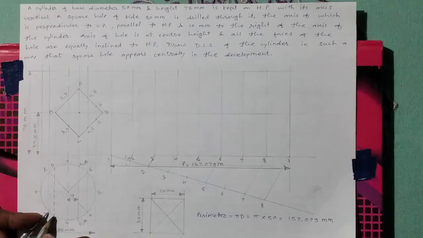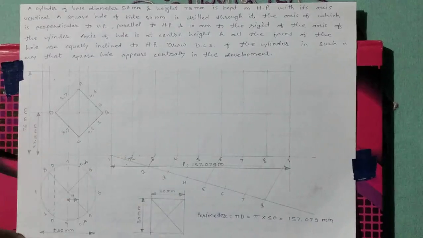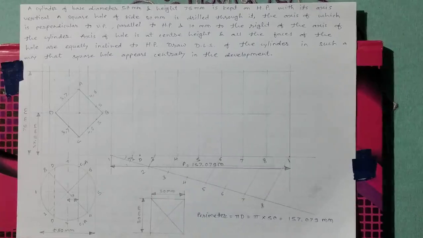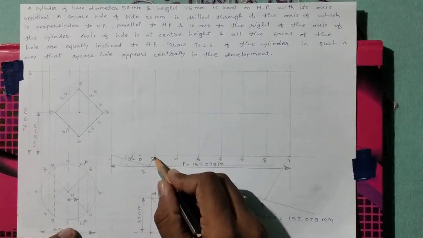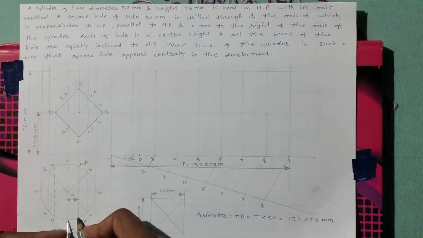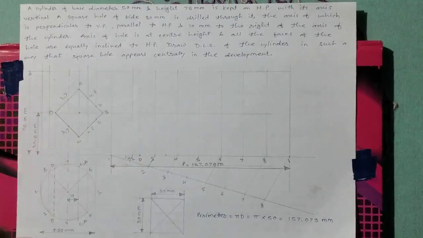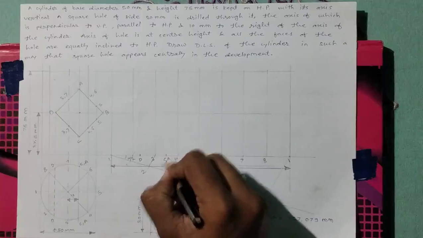Take the distance from 2 to D and transfer it here on the development and name this point as D. After that, there is point 3. Here is point 3. After point 3, there is point CA. Take this distance in the compass and transfer it here. This is point CA. Name it here as CA.